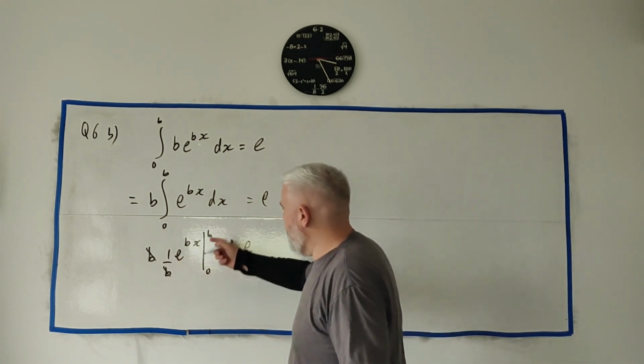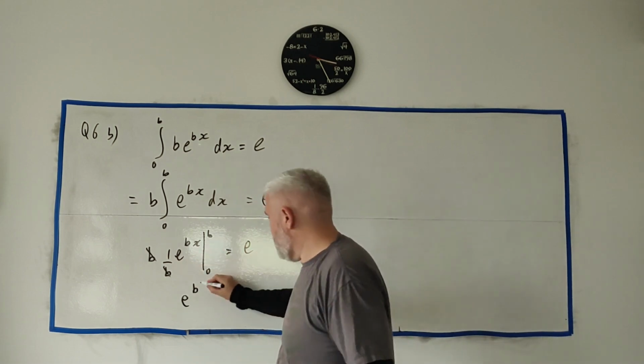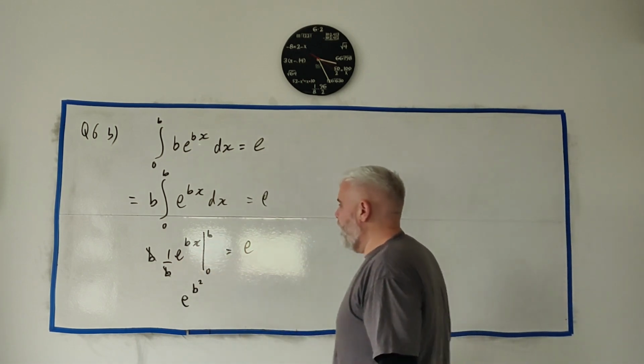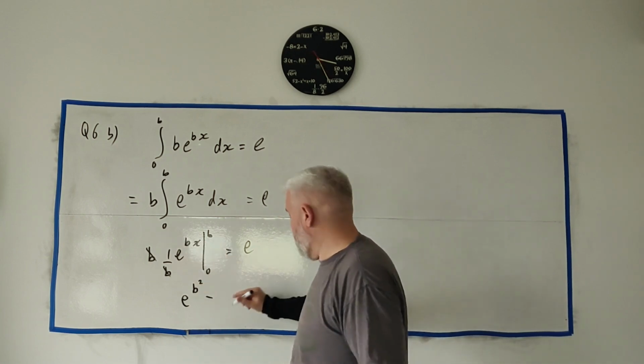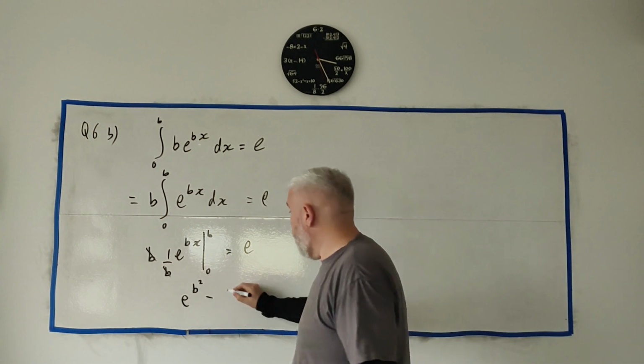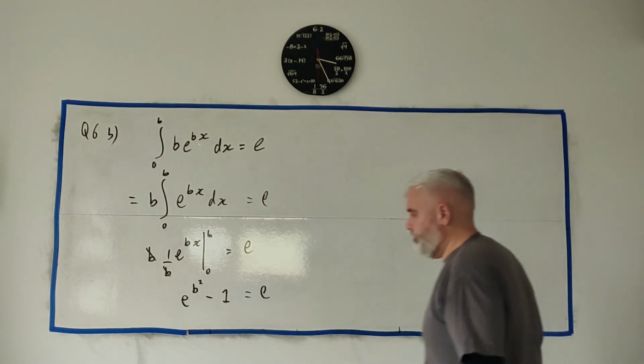Once we put b in, we'll get e to the power of b times b, which is b squared. And then minus, we put 0 in. b times 0 is 0. e to the power of 0 is 1. So e to the b squared minus 1, and all this equals e.